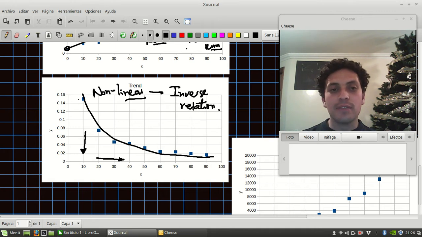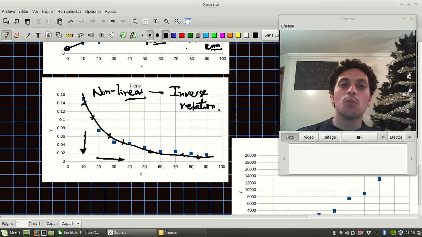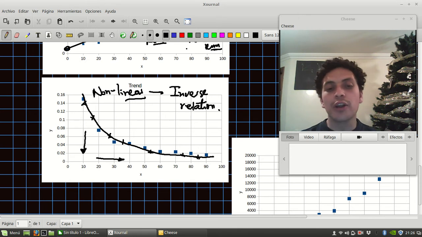Actually, if the multiplication of these 2 numbers of any point here is always the same, we can say that it's inversely proportional. Okay? So if you multiply the 2 terms on the trend line, and it's the same number, we can say that it's inversely proportional. But so far, we can say that it's an inverse relation that is non-linear, because it could be linear, right? It could be a line, but it's not.